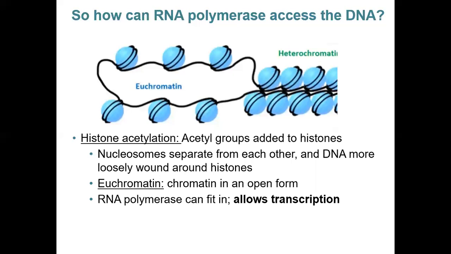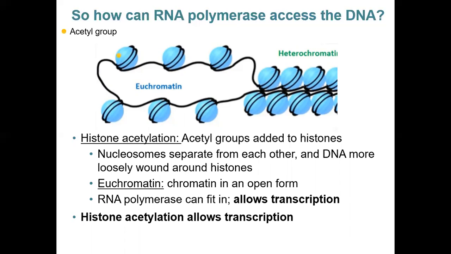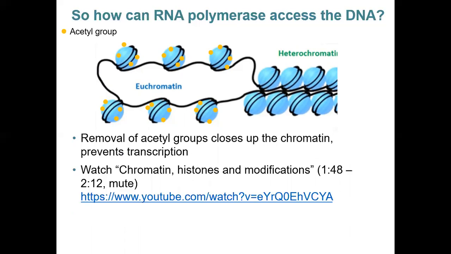So let's add some little acetyl groups here. Histone acetylation allows transcription. So let's add the little acetyl groups right here. Each of these little dots represents an acetyl group. So you can see nothing is happening to the DNA. The DNA remains the same. We're just modifying the histones. And when the acetyl groups are removed, the chromatin closes up and it goes into its heterochromatin form. So the RNA polymerase can't attach to the DNA and transcription won't happen.